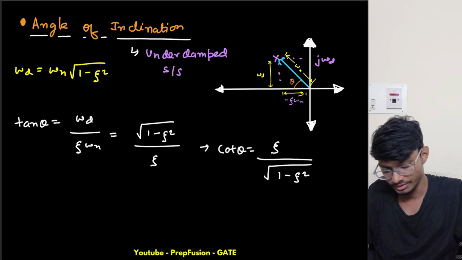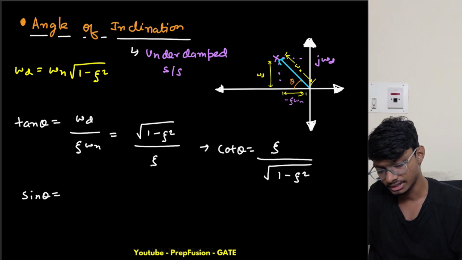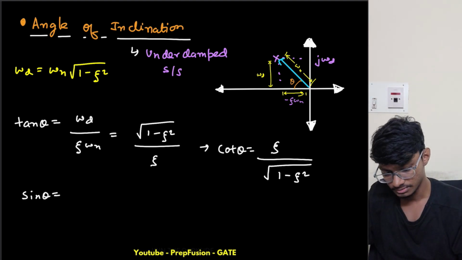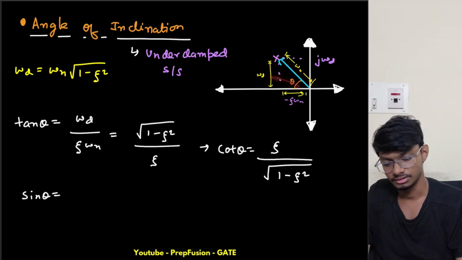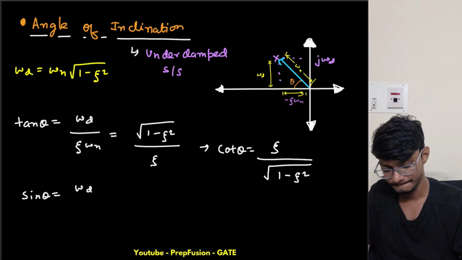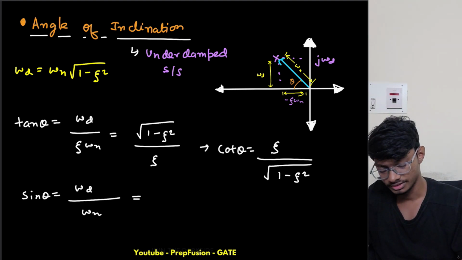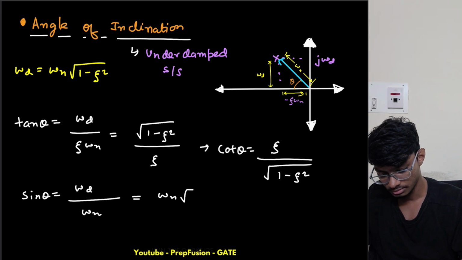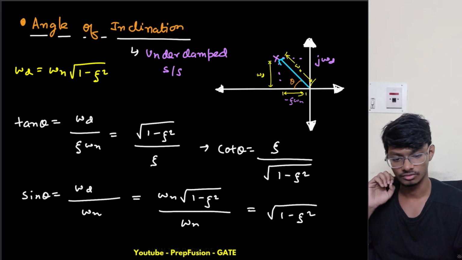maximum peak overshoot. Now similarly I can derive cos theta, sin theta, all these things. So what is my sin theta? Sin theta is basically height upon hypotenuse, opposite of this angle, right? So it is omega d by omega n. Omega d is equal to omega n under root 1 minus zeta square, divided by omega n, right? So I get sin theta equals under root 1 minus zeta square.